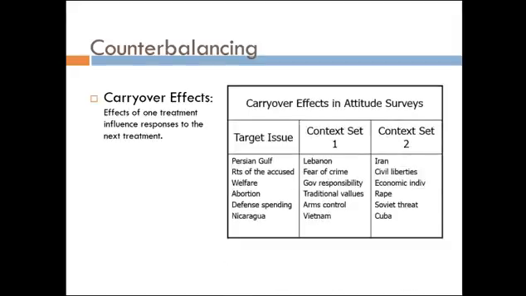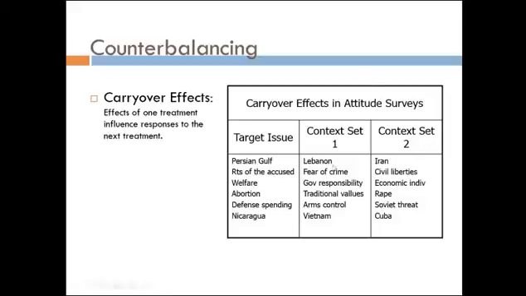So here's a carryover effects in attitude survey example. This is from an older study, so it's referring to the Persian Gulf issues that actually some of these seem relevant again. For a while there, they weren't as relevant, but the target issue is people's attitudes about the Persian Gulf and the rights of the accused, welfare, abortion, defense spending, and Nicaragua. And a lot of you are probably going, what are you talking about with Nicaragua? But this is an older study.